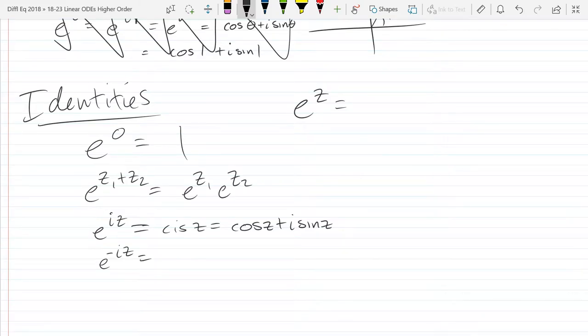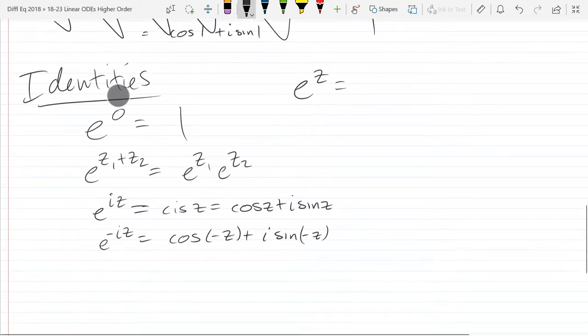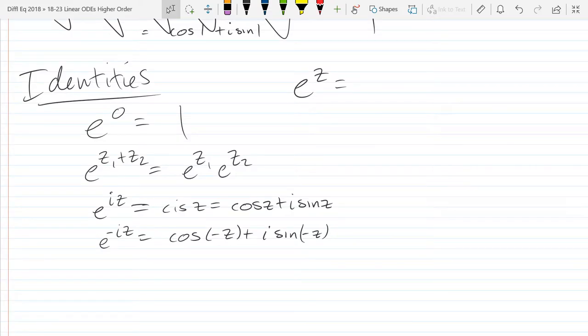E to the negative iz, I could write cis of negative z, but cis is neither even nor odd, so that's not really going to help me. So we'll just go right to the right side. So we got cos negative z plus i sine negative z. And cosine's even, so this is cos z. Sine is odd, so it's cos z minus i sine z.